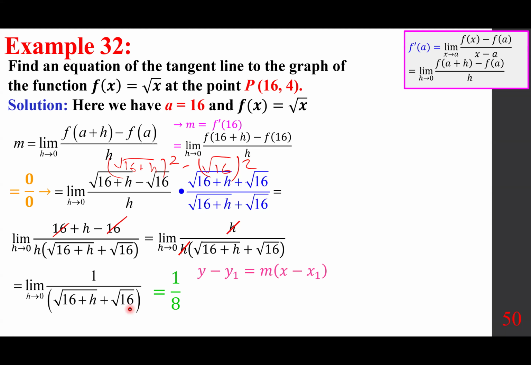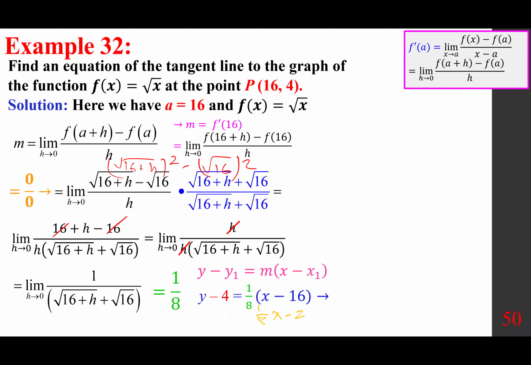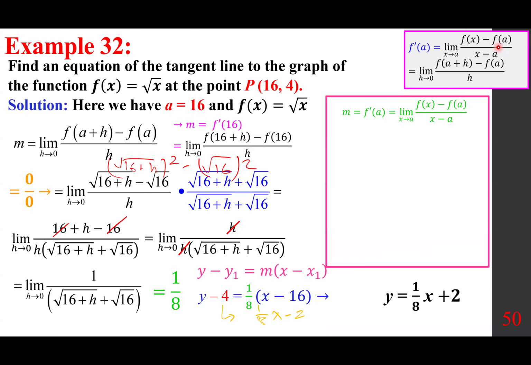y minus y1 equals m times x minus x1. That means y minus 4 is 1 over 8 times x minus 16. And of course, you distribute: 1 over 8 x minus 16 over 8, or 2. You move the negative 4, okay, becomes positive 4. This is the answer. And by the way, class, you can check it out. If you plug in 16, you get 4. You're done.